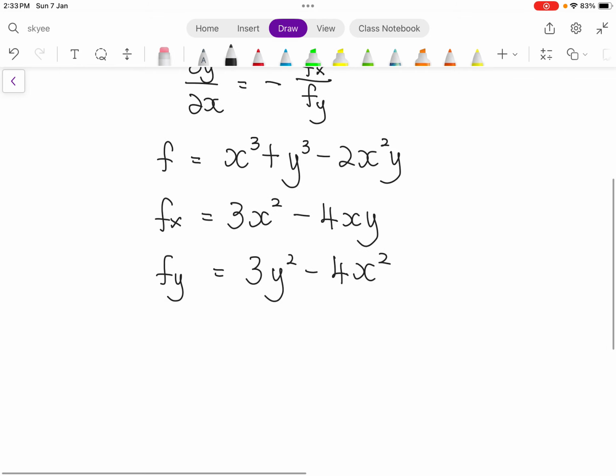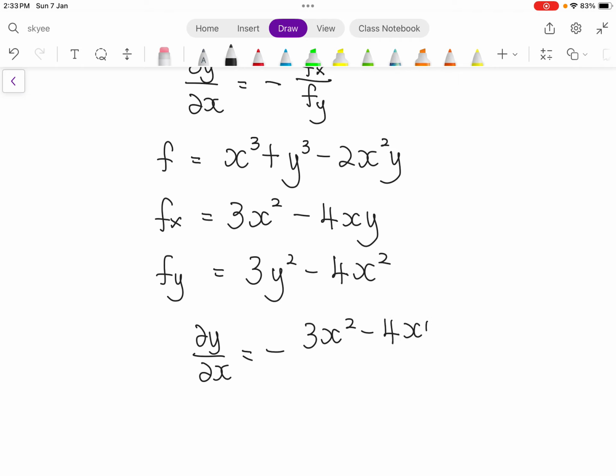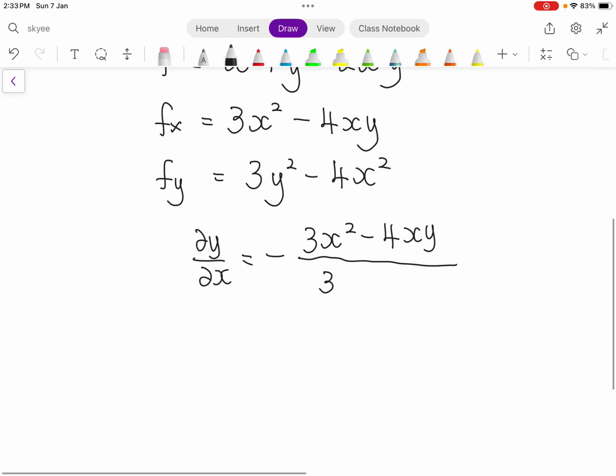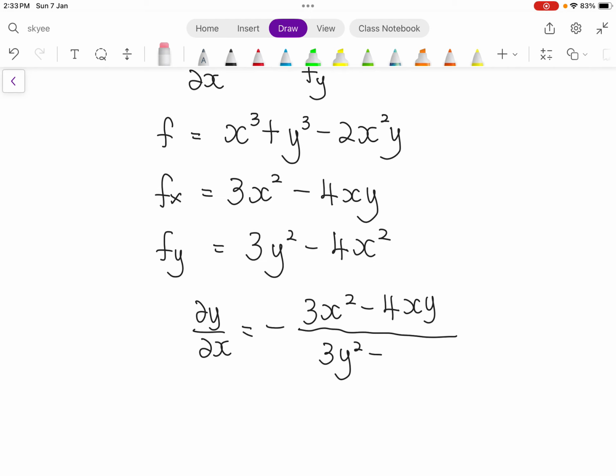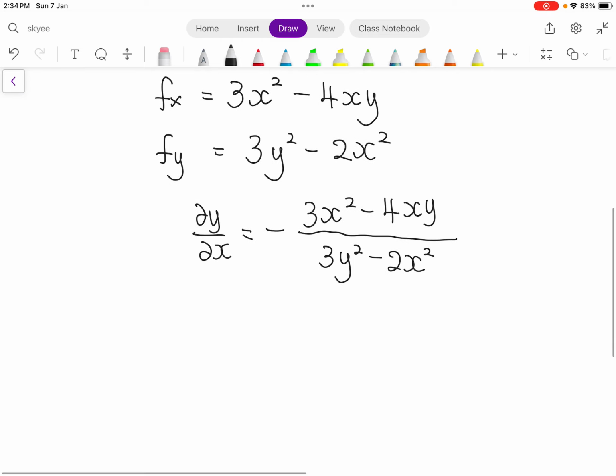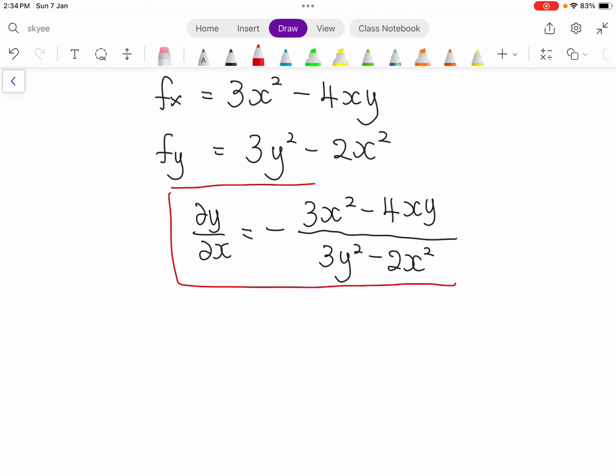So when we put them together, negative fx is 3x squared minus 4xy divided by the fy. So we have a 3y squared minus, oh yeah, this one I made a mistake, because it's y, right? So it should be 2x squared, because I differentiate with respect to y. So this one will be your final answer for the del y del x.